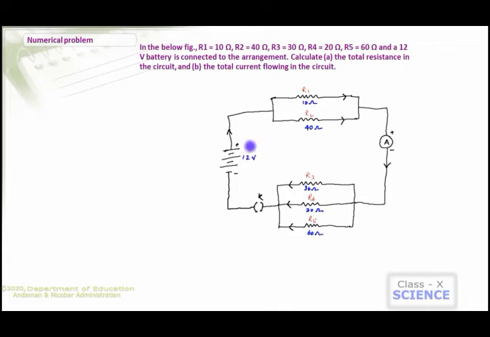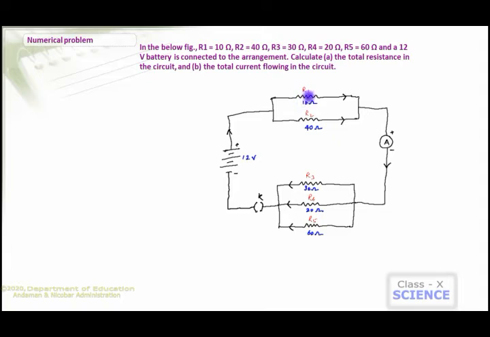So the arrangement of the resistors is as per the figure. Calculate A, the total resistance in the circuit. We have to find the total resistance in the circuit, and B, the total current flowing in the circuit. In this circuit, we find two different types of arrangements.